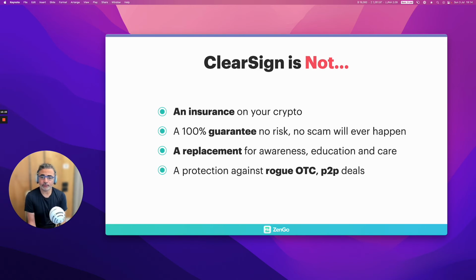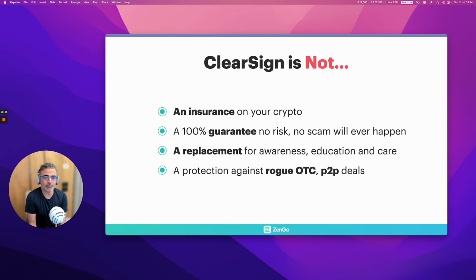So what ClearSign is not. ClearSign is not an insurance on your crypto. This is not going to guarantee that you will have a full refund if something happens. There's no such thing yet, at least not today. There are some crypto insurance products on the market for certain types of contracts and certain types of assets, but ClearSign is not that. This is not an insurance.